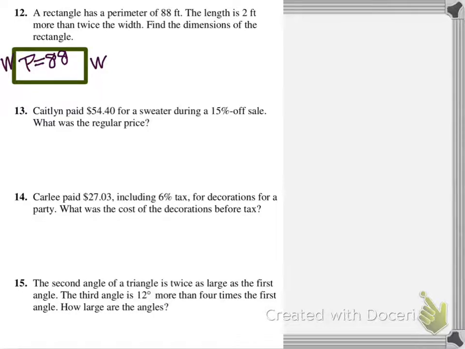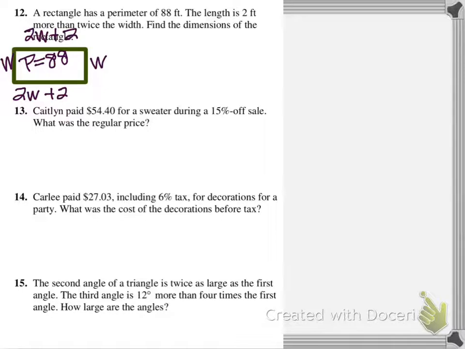And so the width I don't know. The length is 2 feet more than, which implies I'm adding 2. It's 2 feet more than twice the width. Well, twice the width is a multiplication. So twice the width plus 2 is the length. And so opposite sides are 2W plus 2. Okay. Find the dimensions of the rectangle.